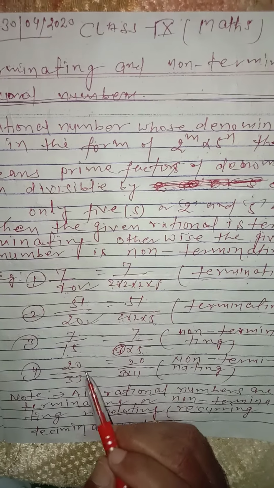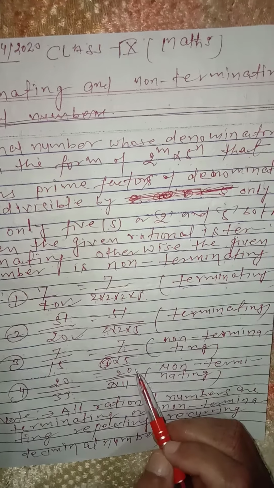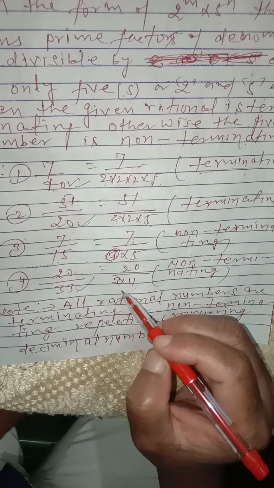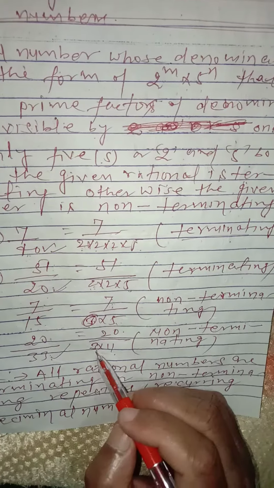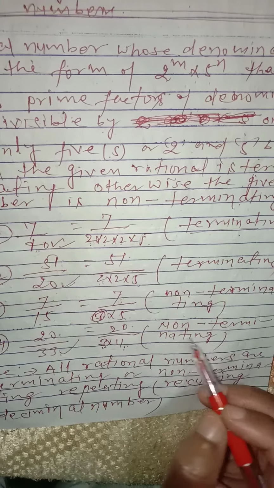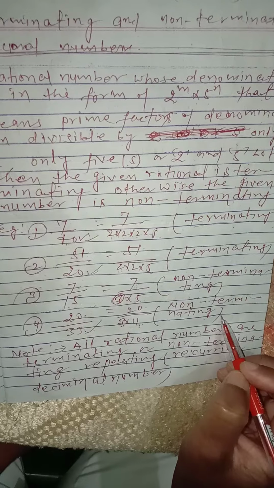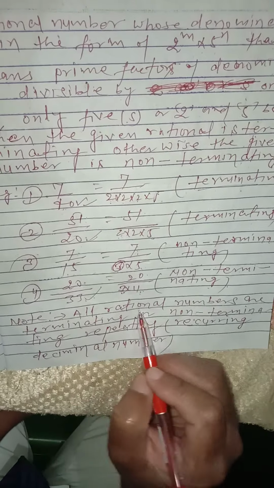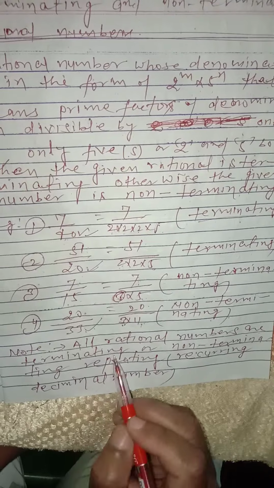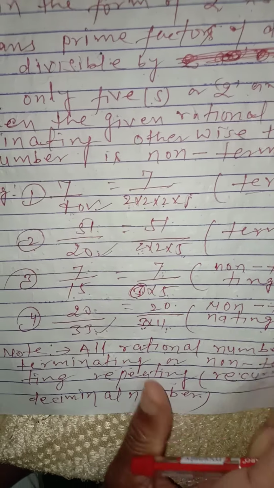Next, question number 4, 20/33. 20/33 equals 20 over 3 into 11. Here the prime factors of 33 are two numbers, 3 and 11. This is except 2 and 5. So 20/33 is a non-terminating decimal number. Note, all rational numbers are either terminating or non-terminating repeating or recurring decimal numbers.